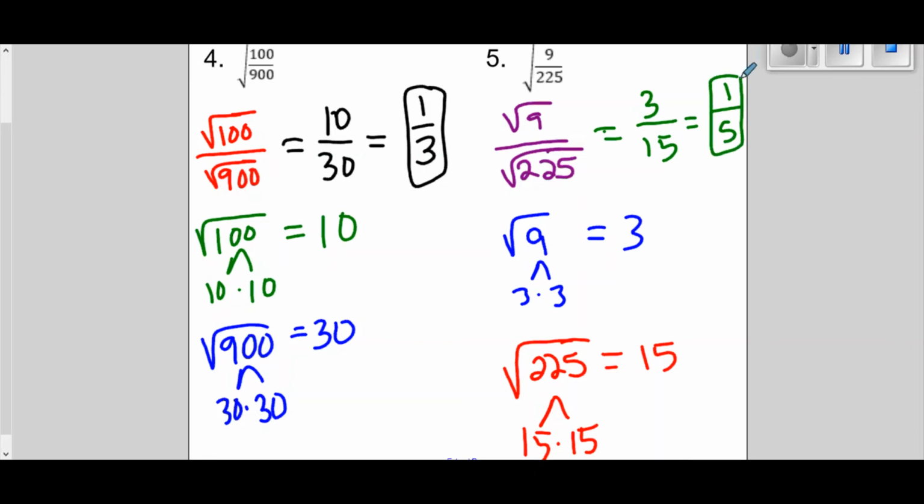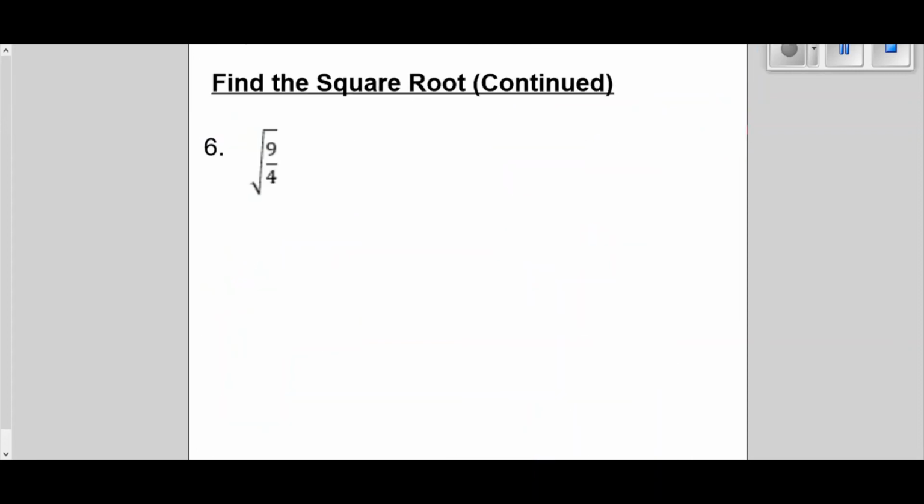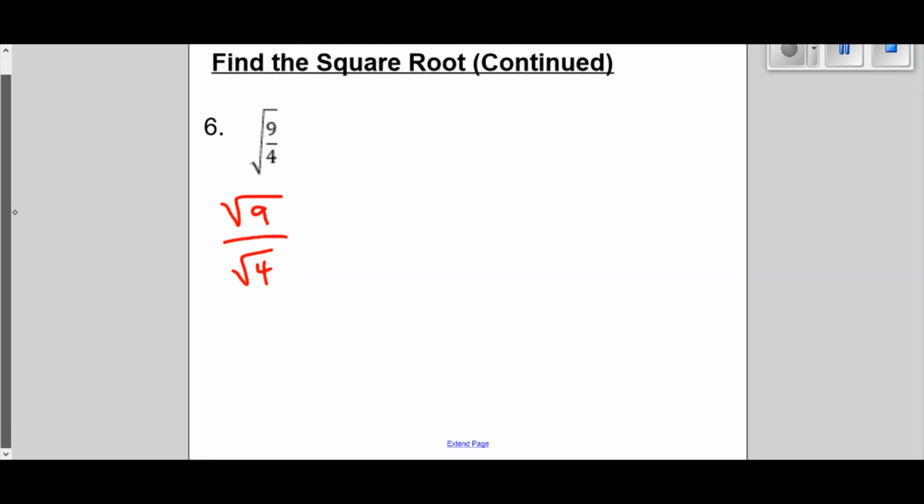So I'm going to go on to number 6. Number 6. So I have the square root of 9 divided by 4. Notice those are both underneath the radical. So we'll do it the same way we did 4 and 5. We'll do the square root of 9 divided by the square root of 4. So I want you to try this one. So try to find the square root of 9 and then try to find the square root of 4 and write that as a fraction. So pause the video and give it a try.